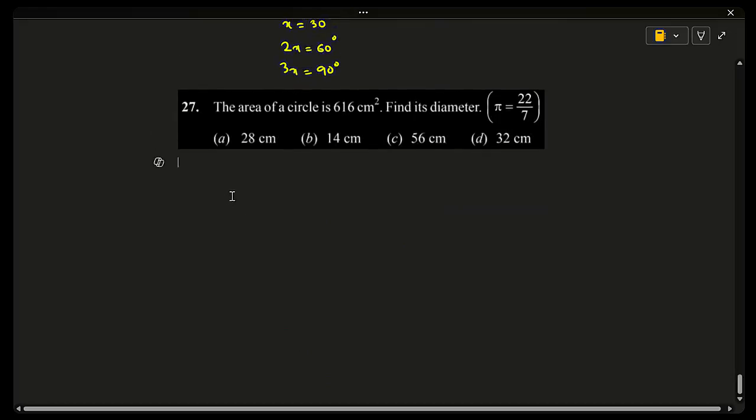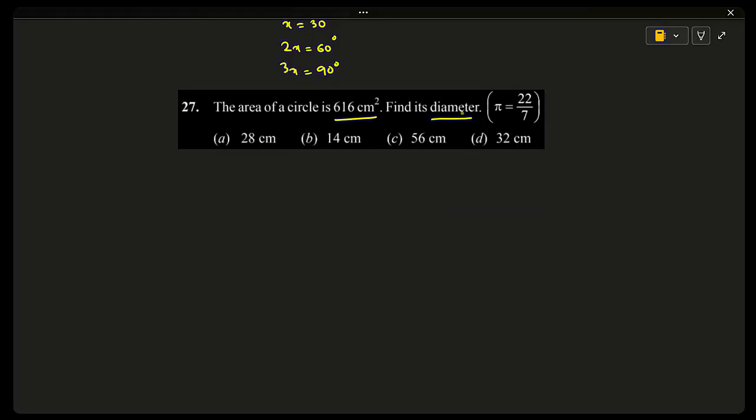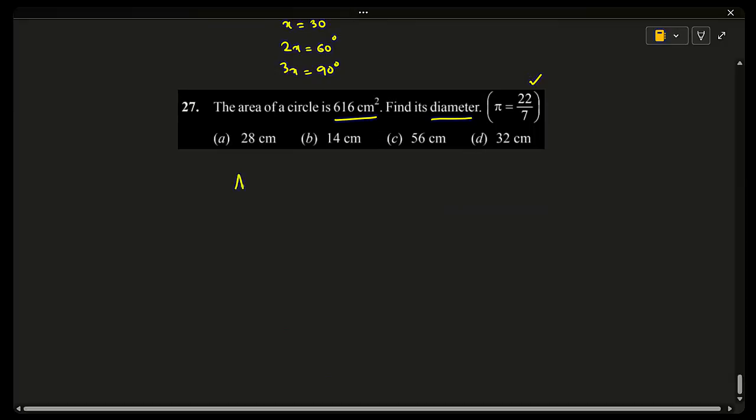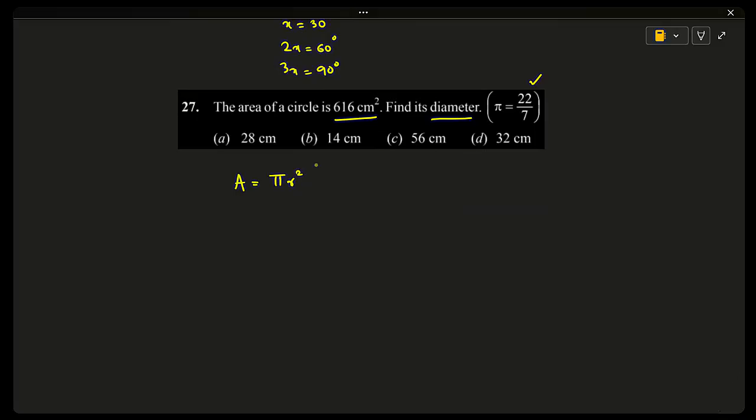27th one. The area of a circle is 616 centimeters square. Find its diameter. And they're asking us to use pi value as 22 by 7. So the general formula, area of circle is pi r square. Using that, you'll find r, then double it. But directly diameter also we can use a formula. We know area is equal to pi r square. But here we don't want to find radius. We want to find directly diameter. So how to write radius in terms of diameter? In place of r, can I use d by 2? Yes. So radius is diameter by 2. So from this we'll get directly the d value.